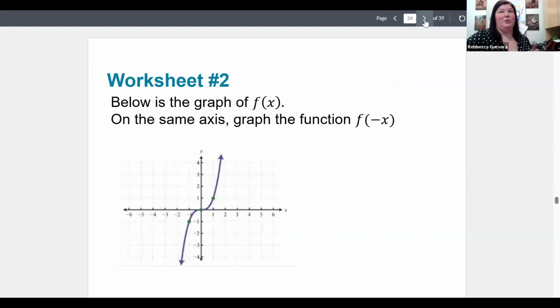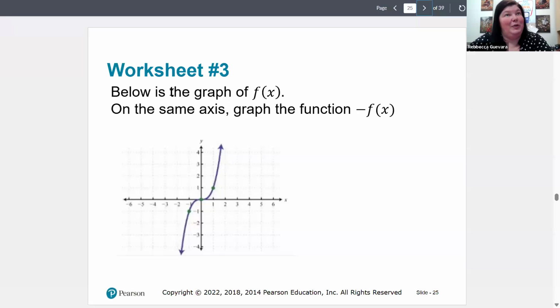All right, so you have two of these to work on. This is your f(x), so you're going to do the reflection of f of negative x. And then you're going to have the same cubic, but now you're going to do the reflection of negative f(x). Don't be surprised if you see something that seems a little weird here.